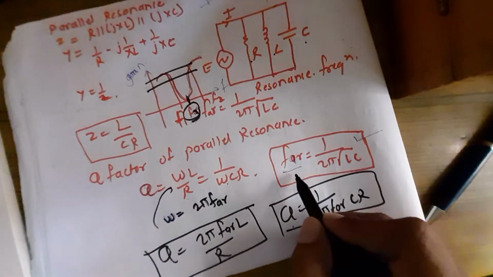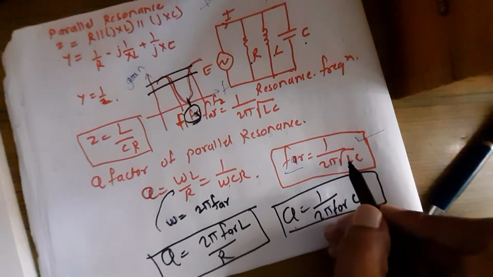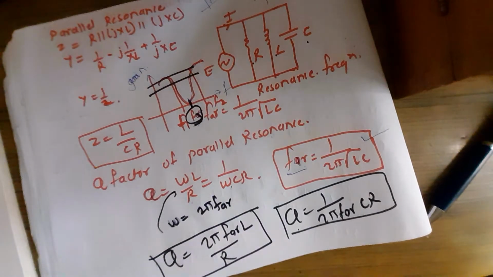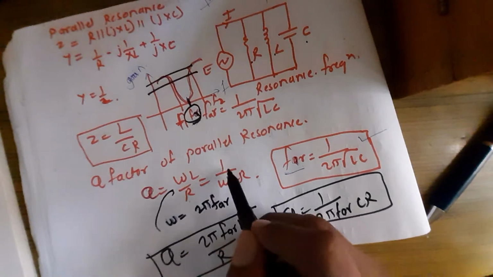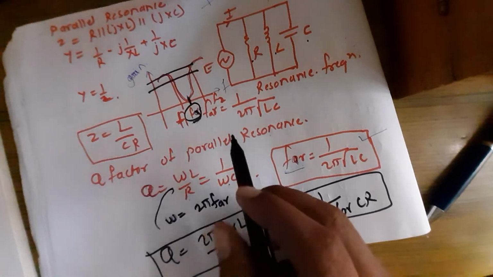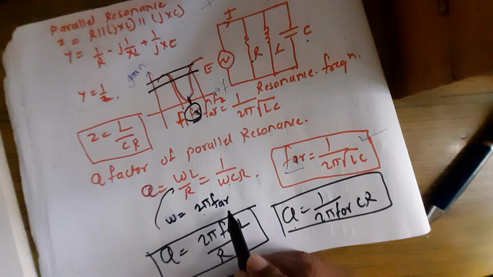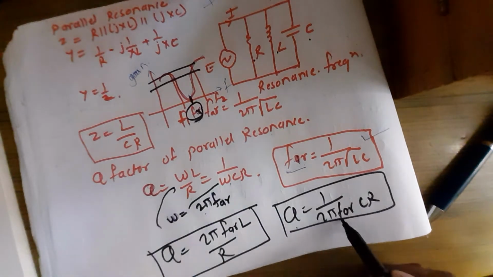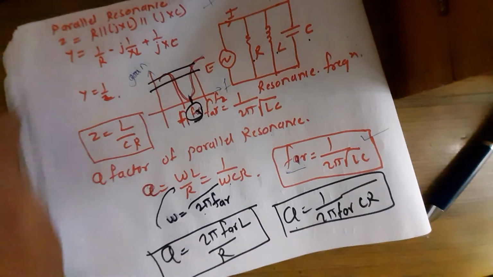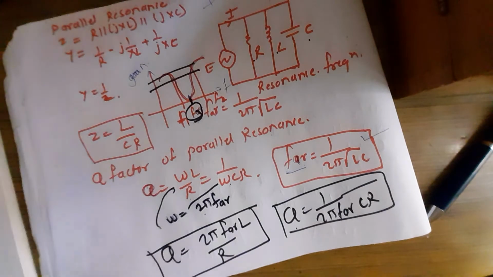So the formula for FAR is 1 upon 2 pi under root of LC. Similarly, the Q factor for parallel resonance, Q equal to what? Omega L divided by R. That must be equal to 1 upon omega CR. So omega is equal to what? 2 pi F. That I will put here. So Q equal to 2 pi F into L divided by R, or in terms of this term, I will put omega here, 1 upon 2 pi F into CR. Okay, now after this we will see one problem on series and parallel resonance.